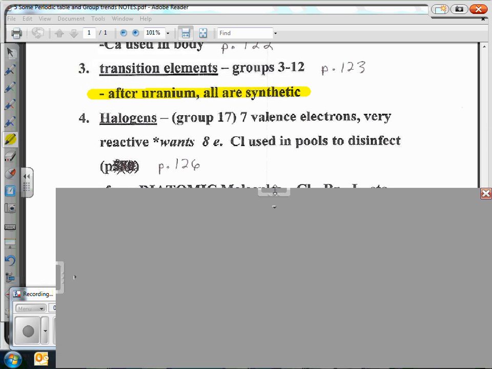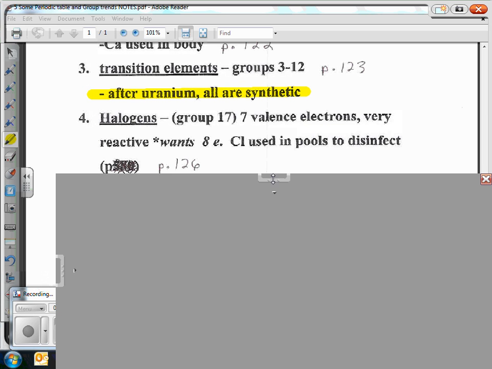And then we have the halogens. Have you heard about a halogen light, or have you ever been in a parking lot at night? A lot of times those are halogen lights that are so bright. But these have 7 valence electrons. They're very reactive. Remember, they're happy when they get 8 electrons. So something that has 7 in the outer shell is right there. It just needs one more, so it's very, very reactive.